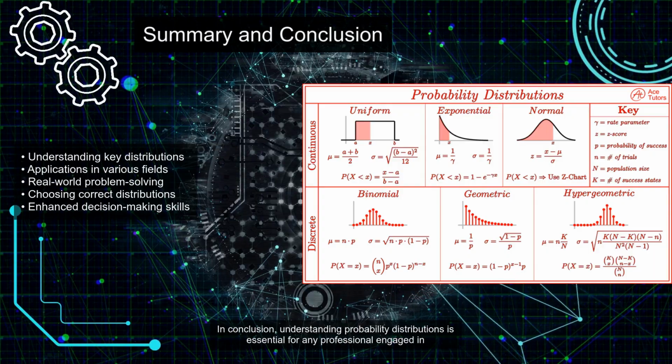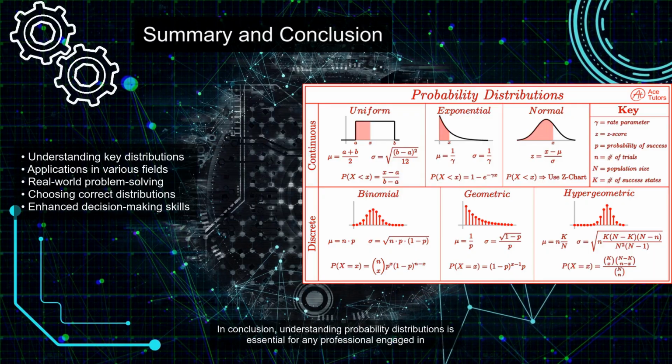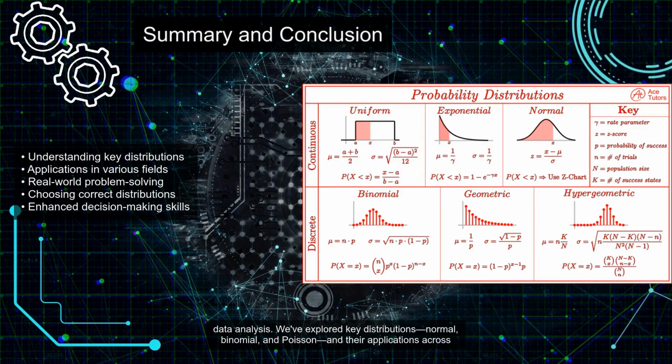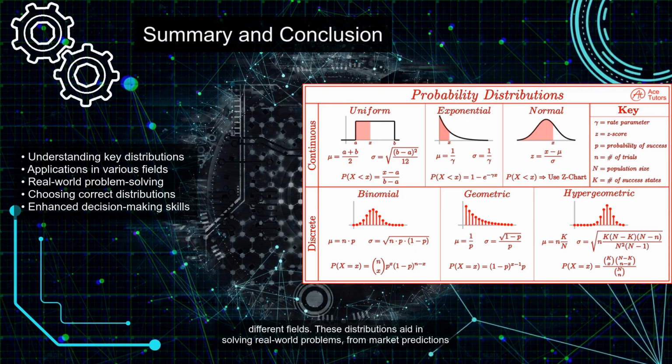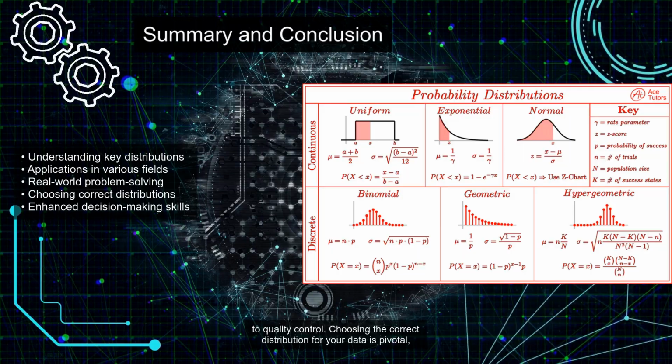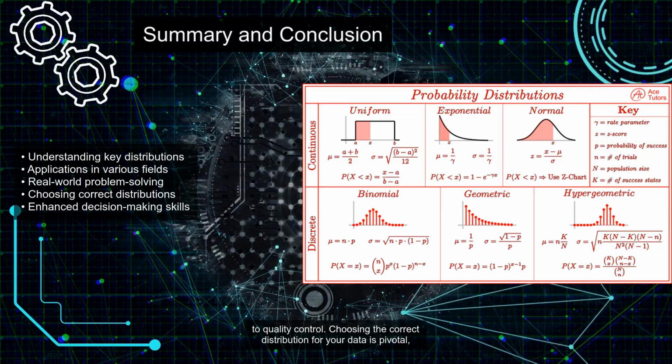In conclusion, understanding probability distributions is essential for any professional engaged in data analysis. We've explored key distributions: normal, binomial, and Poisson, and their applications across different fields. These distributions aid in solving real-world problems, from market predictions to quality control.